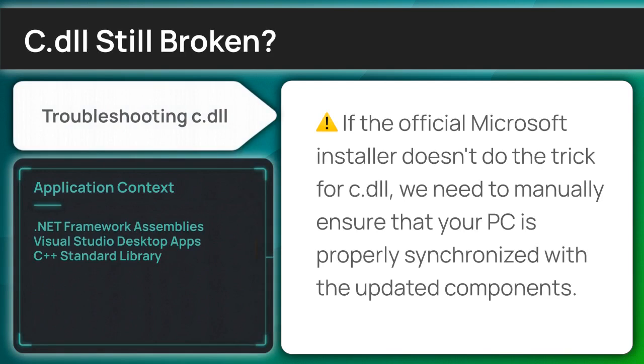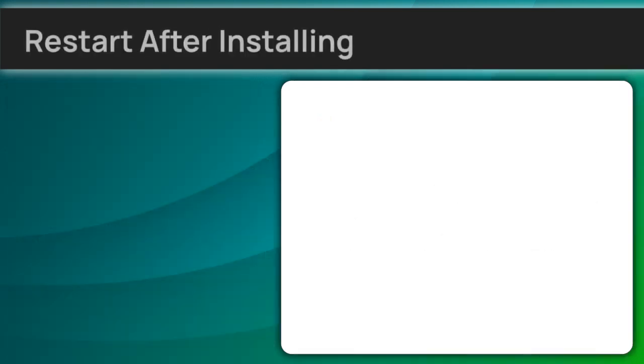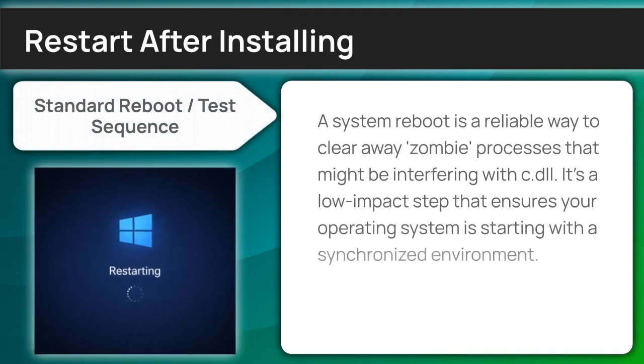If no luck was had with the redistributable package, we will escalate the fix by performing a targeted reset of the system state. A simple restart can resolve file in use errors that mimic a missing C library message. It's a low-effort step that ensures your operating system starts with a clean execution stack.